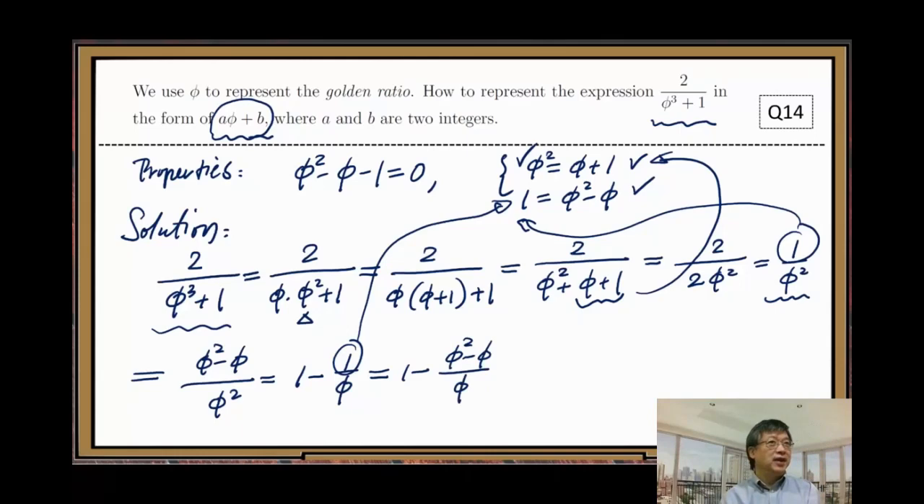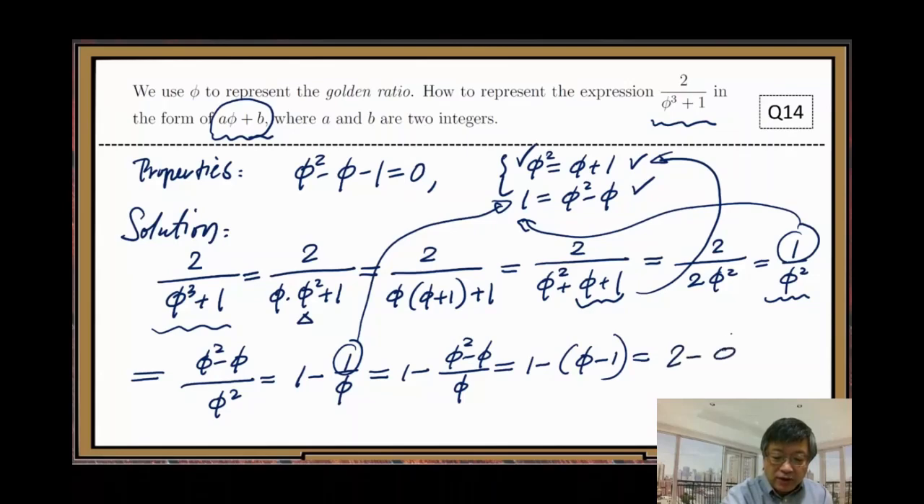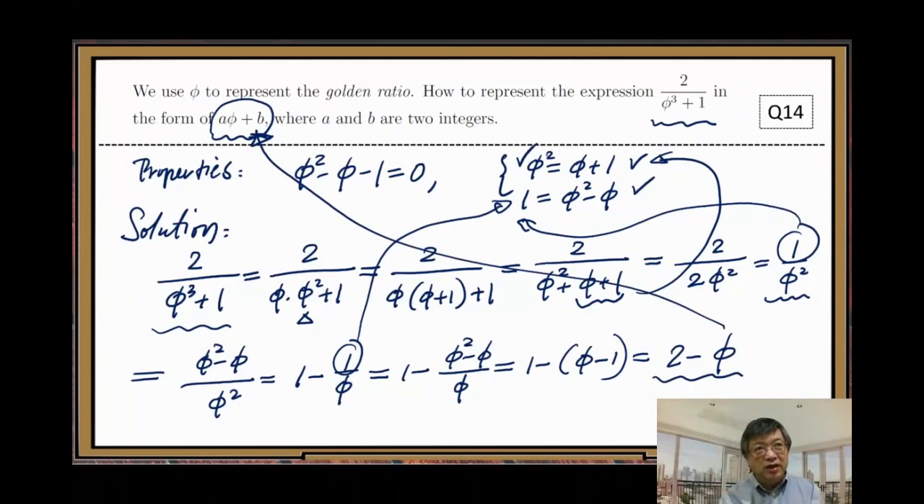Now you can do the cancellation easily. After cancellation, 1 minus phi minus 1. Remove the parentheses, combine the like terms. What will you get? 2 minus phi. That's the answer. Is this the one we are looking for? A phi plus b. Here, a equals -1, b equals 2. Are they both integers? Yes, they are integers.